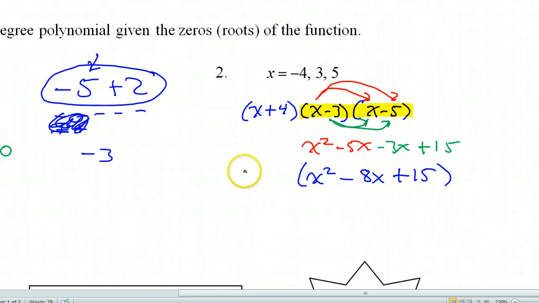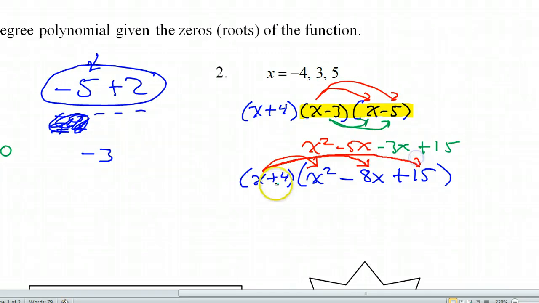The x plus 4, I'm just going to bring that straight down. And then I'm going to go on and distribute that as well. So once again, I'm starting over kind of. I'm going to take that x and distribute over all 3 of these things. Distribute, distribute, distribute. x times x squared, that is x to the 3rd power. x times negative 8x, that is negative 8x squared. And x times 15, that is plus 15x.